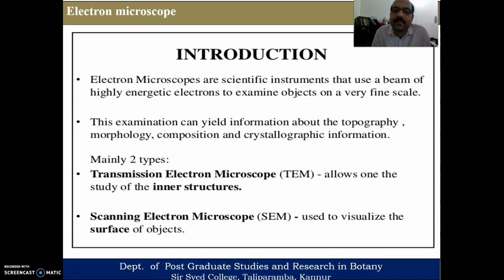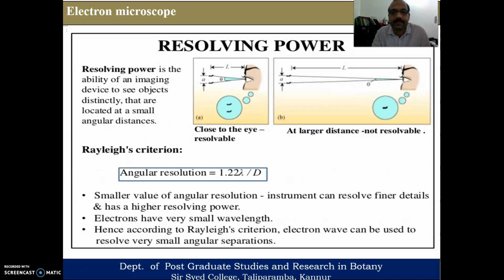There are two types of electron microscope. They are the transmission electron microscope, TEM, which allows the study of the inner structures. The second one is the scanning electron microscope, SEM, used to visualize the surface of objects. So these are the two important microscopes that we have to discuss in this syllabus. In addition, we have to discuss another important microscope called AFTM, that is atomic force transmission microscope. Before going to the detailed aspects of these microscopes, we can see some of the most important concepts of electron microscope with regard to their instrumentation.